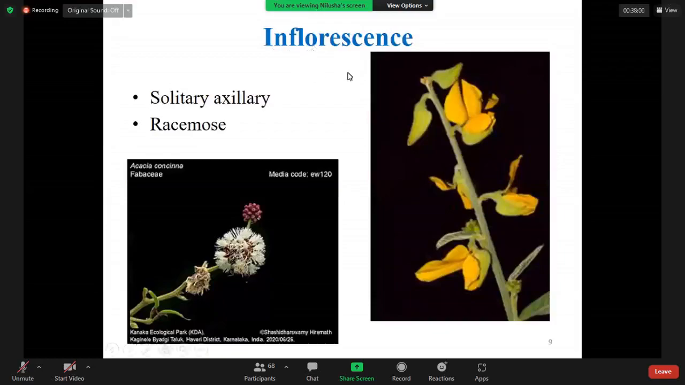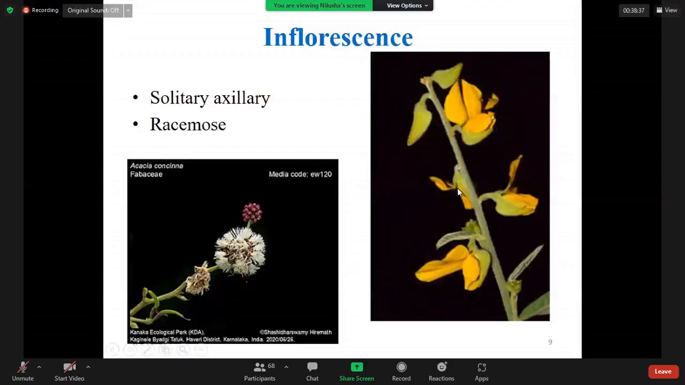Now we will see the inflorescence of the family Fabaceae. The inflorescence type may be solitary axillary or racemose. In this picture, you can see a solitary axillary type inflorescence. Solitary means just one flower on a peduncle. You can see this one.